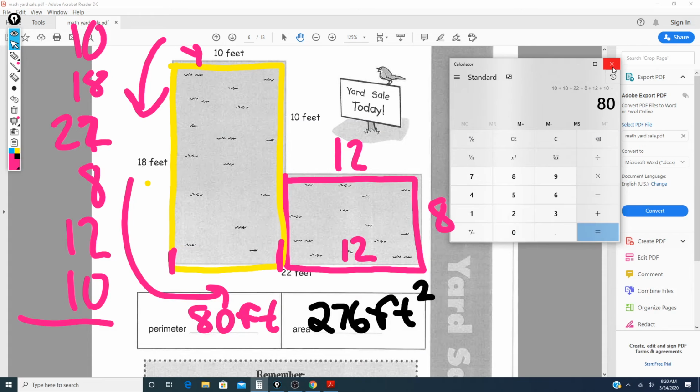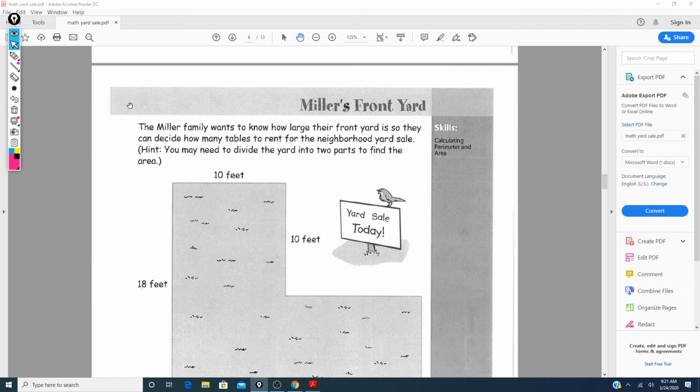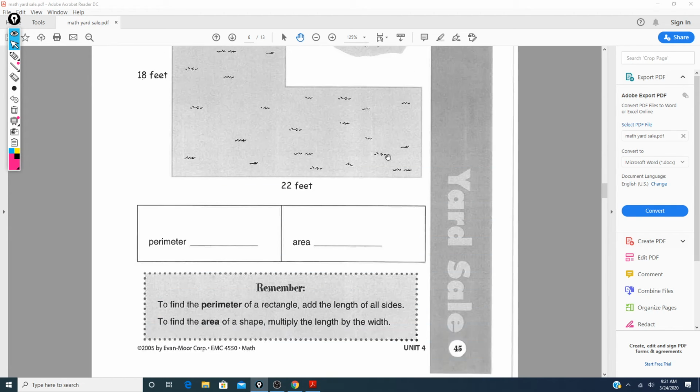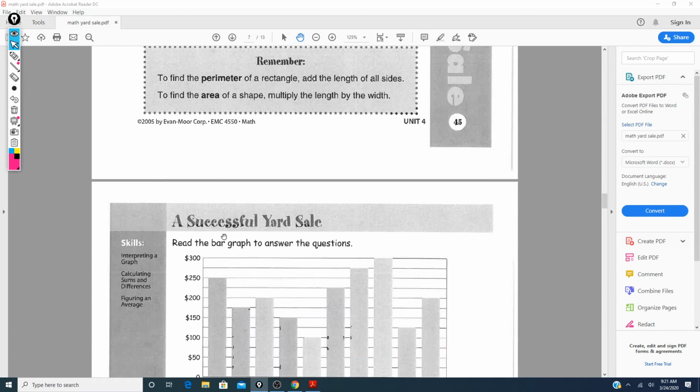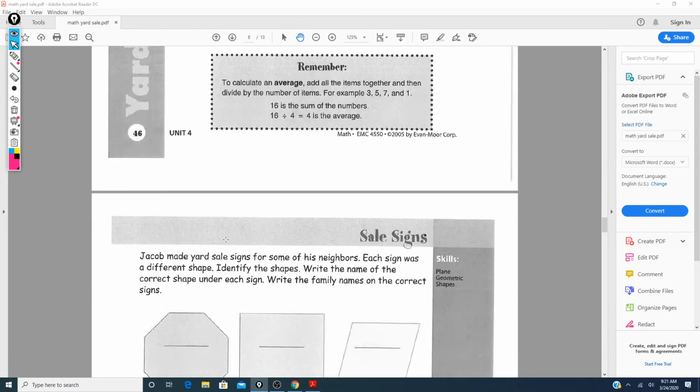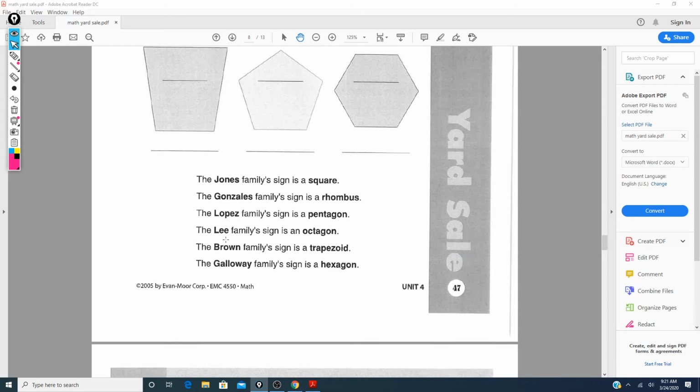Cool. So that, my friends, is dealing with Miss Miller's front yard when you're calculating perimeter and area. And again, it tells you down here to find the perimeter, add the length of all sides; to find the area, multiply length and width. It tells you there, these packets do help you very much, which is always very good.